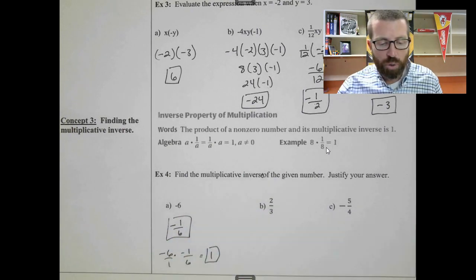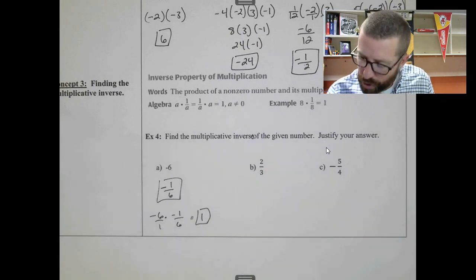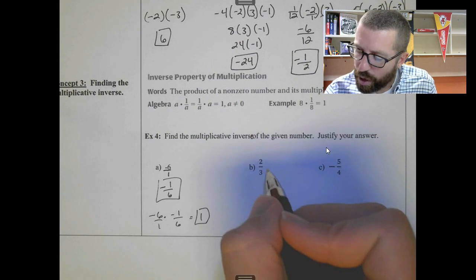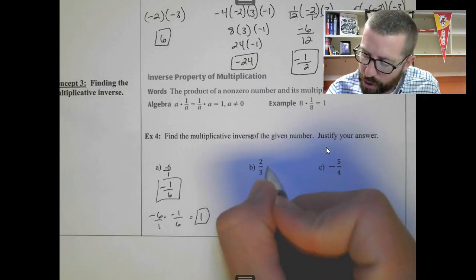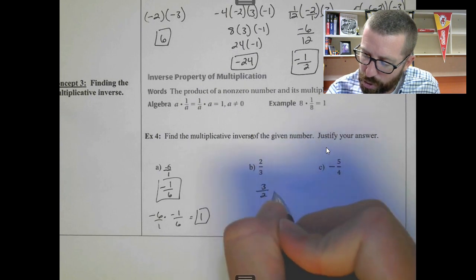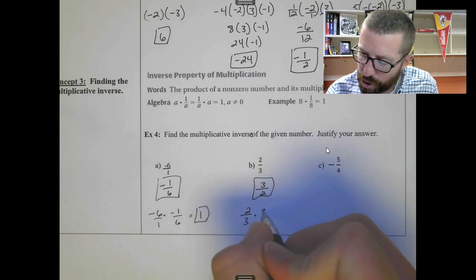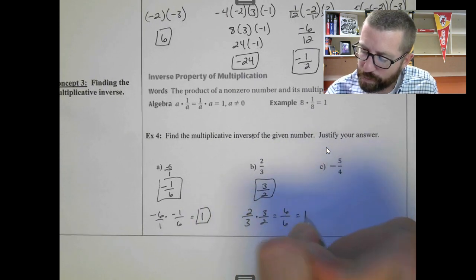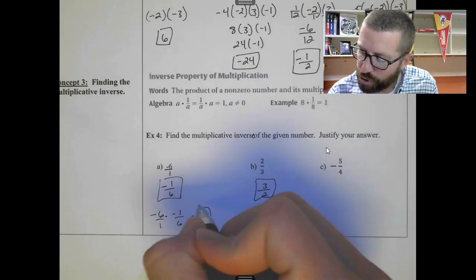So hopefully you can start seeing this pattern of flipping the fraction. -6 over 1 is just flipping the fraction. 2 over 3, we're going to flip the fraction and make it 3 over 2 for the inverse. To justify it, we could say, well, 2/3 times 3/2 is equal to 6 over 6, which is equal to 1. So that justifies our answer.